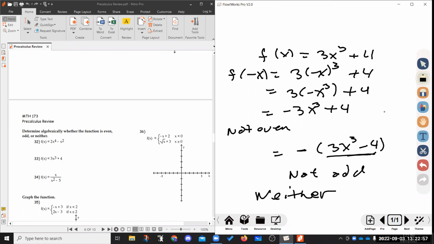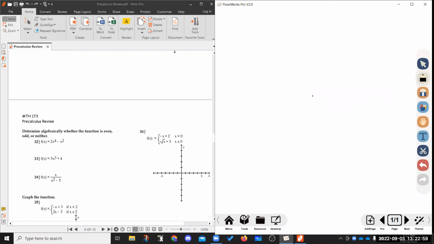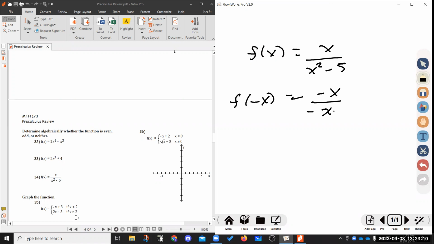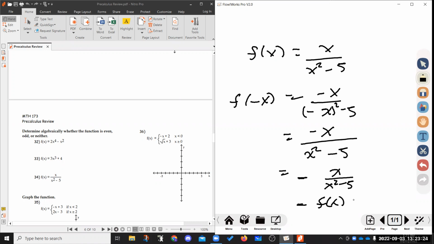Now we're going to try number 34. 34 is f of x is equal to x over x squared minus 5. So f of negative x is going to be negative x over the quantity negative x squared minus 5, which is negative x over x squared minus 5. I can pull that negative 1 out front, and this becomes the opposite of my original f of x, which means that this is an odd function.